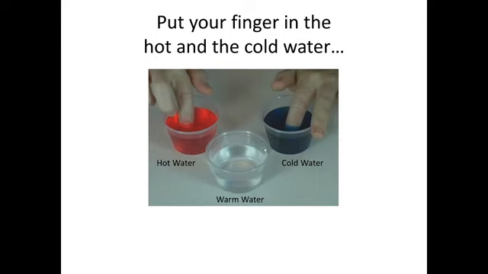So here's the idea. You're going to put 1 finger in each one, the hot and the cold. And while you're doing this, you're going to sing your ABCs twice at regular speed. So basically about a minute-ish, you're going to keep your fingers in. And then as soon as you're done, you're going to take both fingers out and put both of them into the warm water. And you're going to see what you can detect.